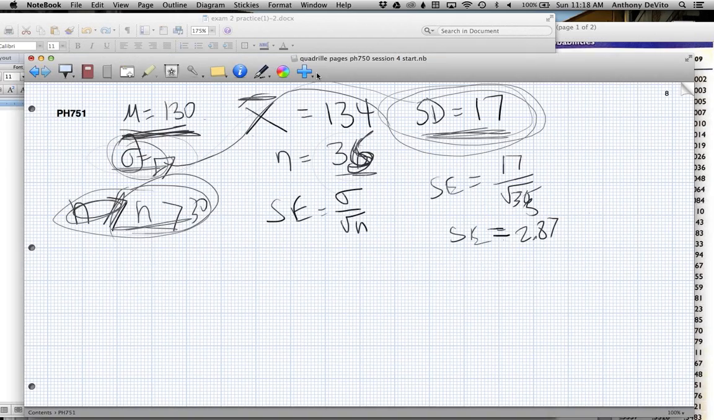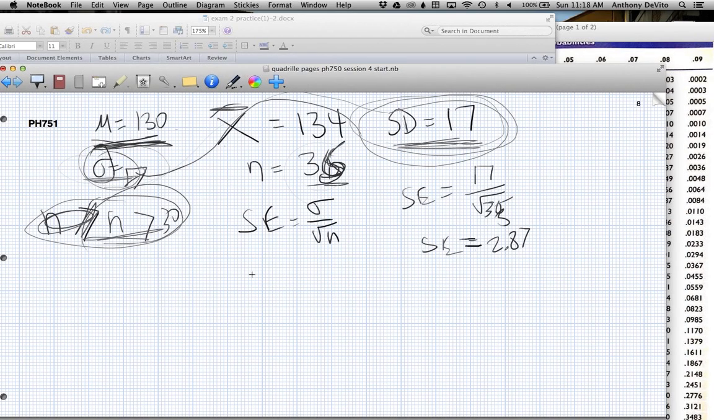There's a couple of ways I could look at this. One way is I could predict what my confidence interval is. That's kind of a cheat. But let's do our confidence interval anyway.